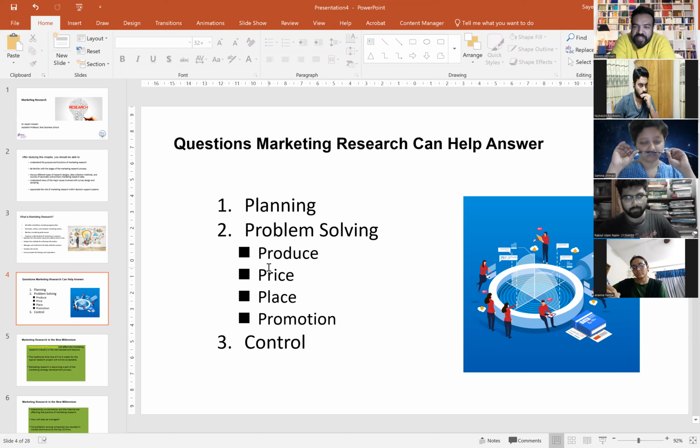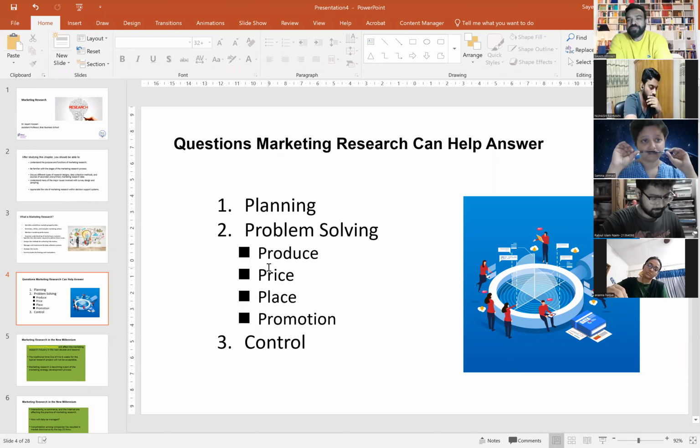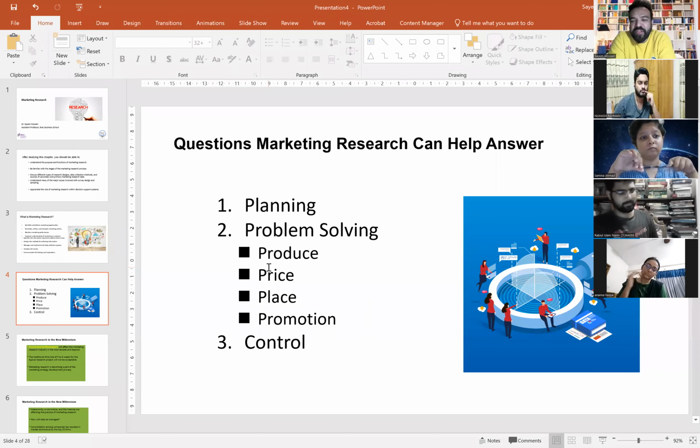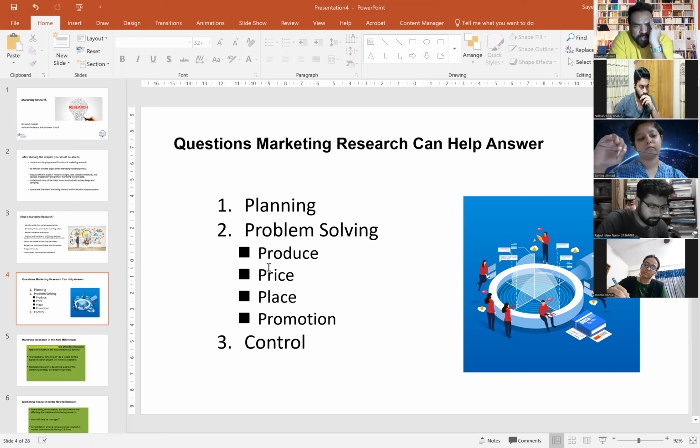So problem solving is the second layer of activity which your marketing research will help. And the third level is control. Control is done once you have implemented something, then which of these aspects can you literally control, and you can fix those so that there's no further problem. So these are some aspects where marketing research can really help.